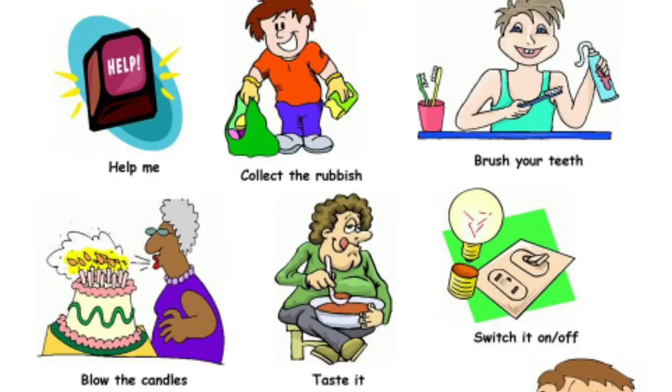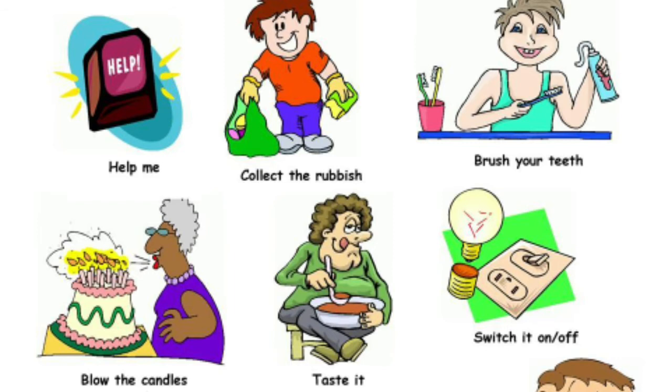Students, now look at these pictures. Picture number 1 is help. The imperative sentence will be help me. At first we use the verb and then the object. Help me. In the second picture, a boy is there and some rubbish is there. Now what should I say? What instruction should I give? I will say collect the rubbish. Okay? In the third picture, a boy is there and he has a brush and paste in his hand. Now the instruction will be brush your teeth.